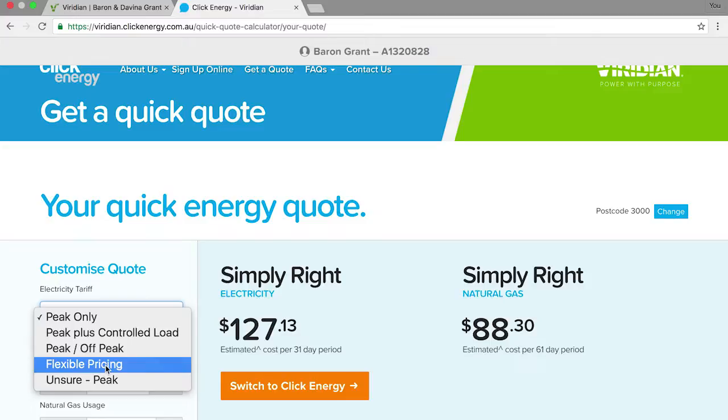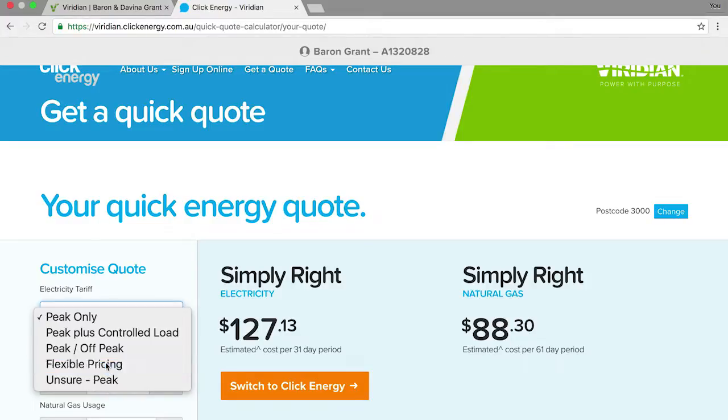The last one here is flexible pricing. Now, flexible pricing is still a time of day rate, but it has a peak rate, it has a shoulder rate, and it has an off-peak rate. So it's very simple. If you are looking at a customer's bill and there are 3 different rates on there, that would be a flexible pricing rate. And of course, if you're unsure, we revert back to the peak only rate because that's the most common.